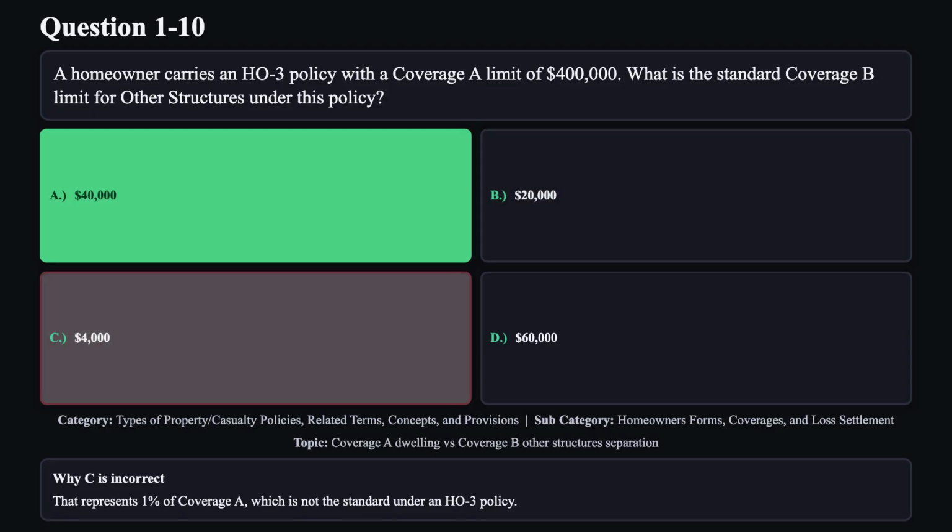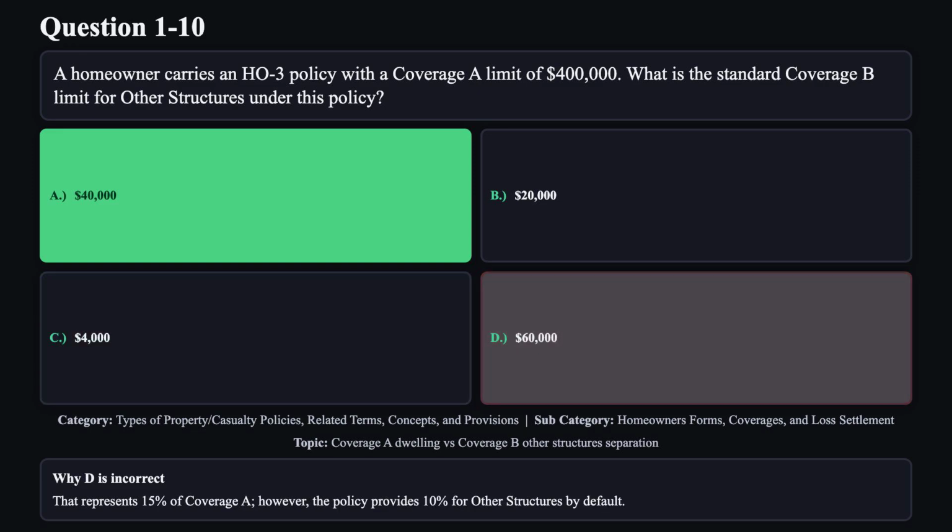Reason C is not correct. That represents 1% of coverage A, which is not the standard under an H03 policy. Reason D is not correct. That represents 15% of coverage A. However, the policy provides 10% for other structures by default.